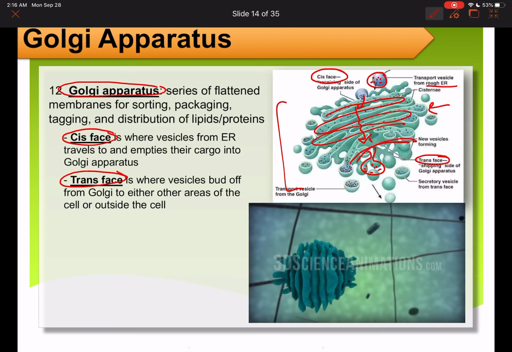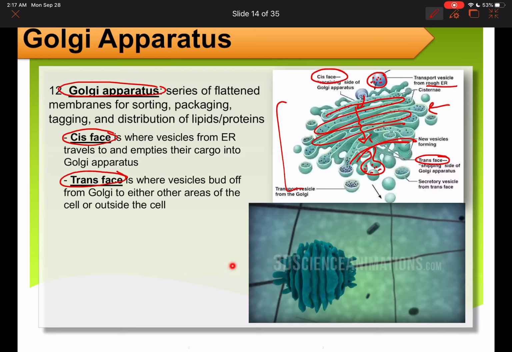So these proteins are usually, like I said, repackaged, modified, and marked for their final destination and shipment, which is why they like to call the Golgi apparatus kind of like the UPS company for the cell, shipping those final protein products to their final destination. Then they will exit through the trans phase like I was talking about and bud off into other areas of the cell, or towards the plasma membrane to be dumped outside of the cell via the process called exocytosis.